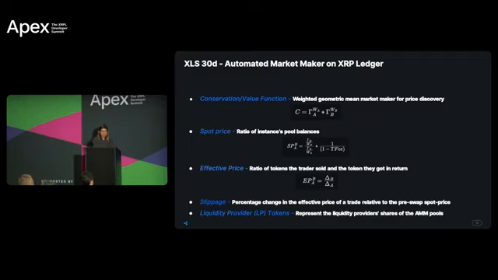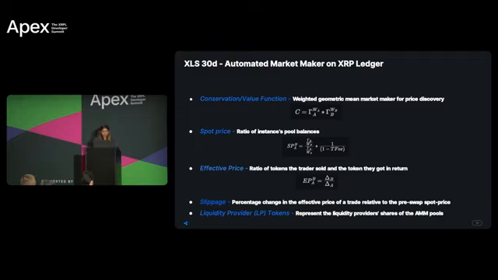Second is the spot price. This is just the glossary. So the spot price is the price for an infinitely small trade, and it's defined as the ratio of the tokens in the pool. Liquidity provider tokens represent the liquidity provider's shares of the AMM pool. So whenever you deposit liquidity, you provide liquidity to the pool, what you get back is the LP tokens that represent your share of the pool.